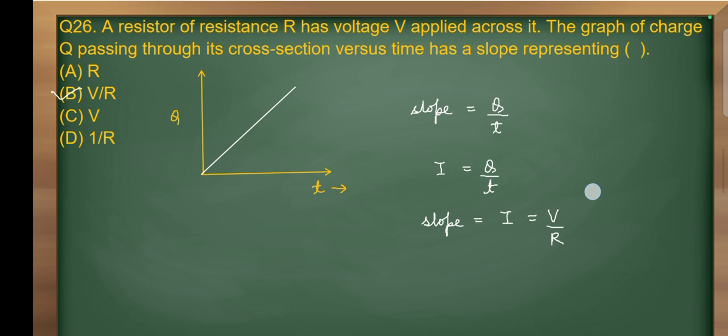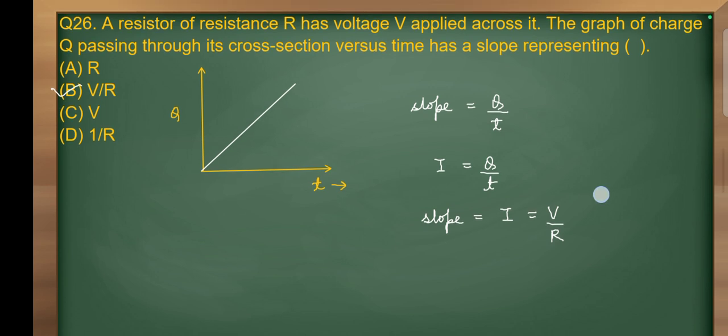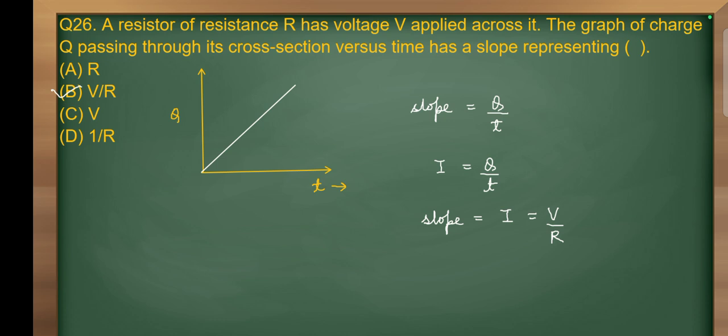Question number 26. A resistor of resistance R has voltage V applied across it. The graph of charge Q passing through its cross section versus time has a slope representing. Here the graph is given between charge and time. We know that the slope of the Q-T graph gives you current. So I will be equal to Q by T. And from Ohm's law we know that V is equal to IR. So I will be equal to V by R. So according to this, option B is correct.